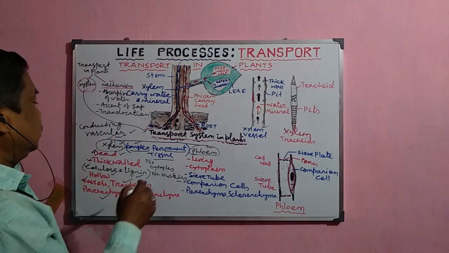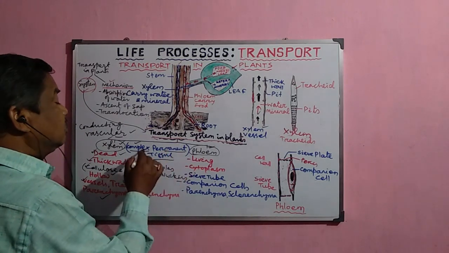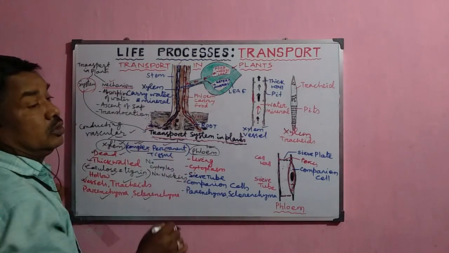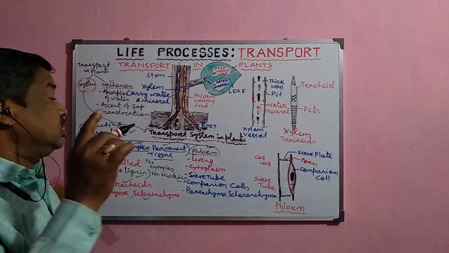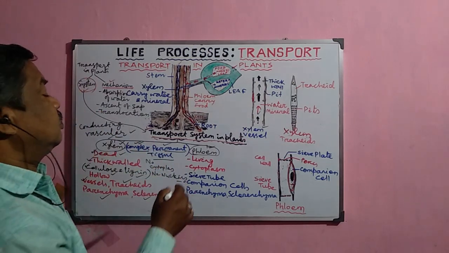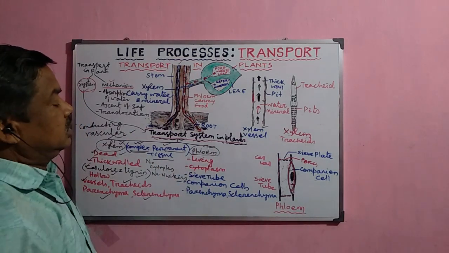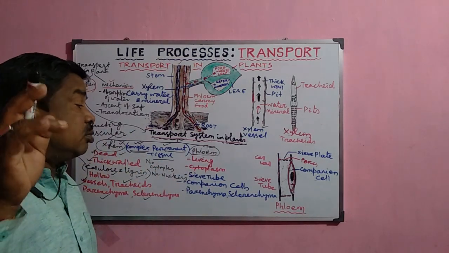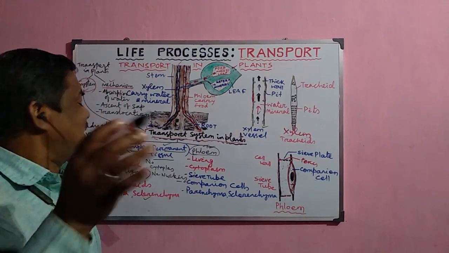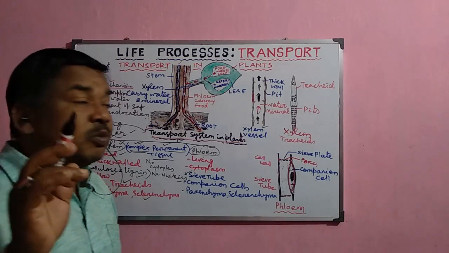Now, the next tissue is the phloem. This phloem is also a complex permanent tissue. It is a permanent tissue because it has lost the power of division and redivision. And it is also a complex tissue because it consists of more than one type of cell. One of these cells is the sieve tube, the most important cell of the phloem.